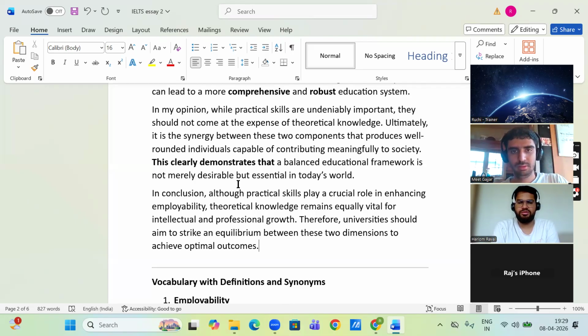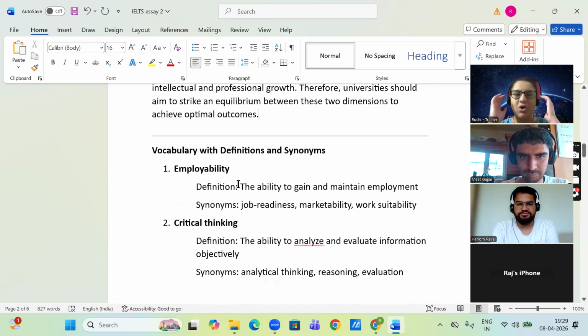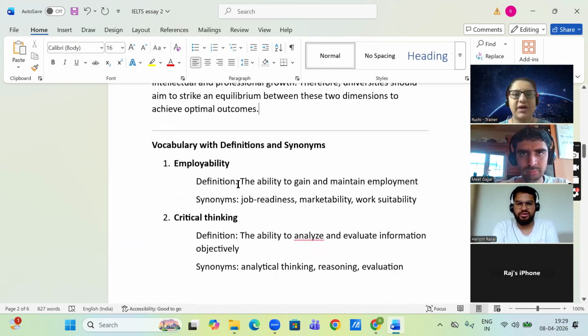Very nice. Last paragraph. In conclusion, although practical skills play a crucial role in enhancing employability, theoretical knowledge remains equally vital for intellectual and professional growth. Therefore, universities should aim to strike an equilibrium between these two dimensions to achieve optimal outcomes. Okay, I think we've gone through all of the vocab. There will not be much that will be new for you anymore.